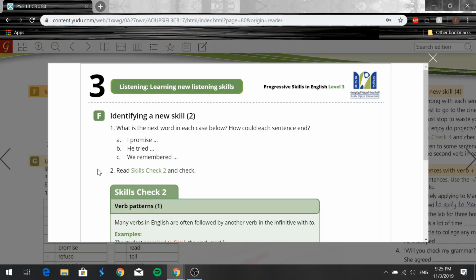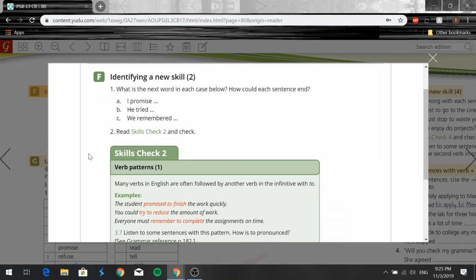I can say, I promise to deliver the books tomorrow, right? He tried to assault me, right? I could also say, we remembered the things you asked to look for, right? These are examples, by the way. I haven't started yet. Now let's go to skills check 2 here and see what all of this is about.